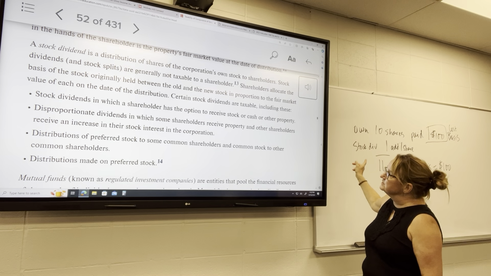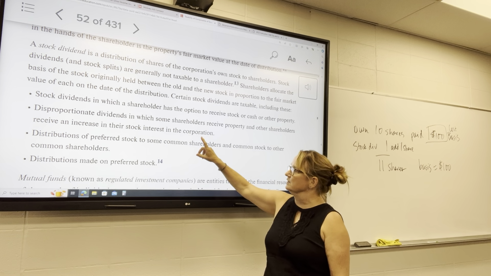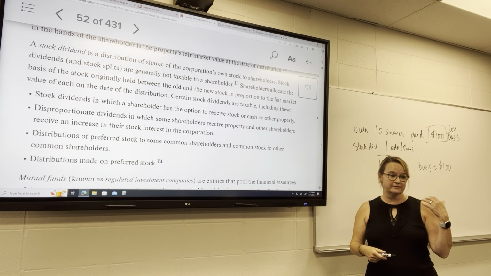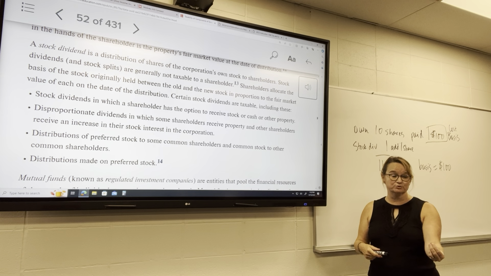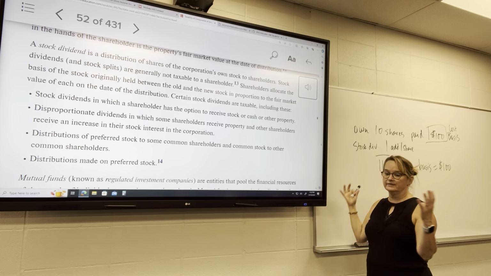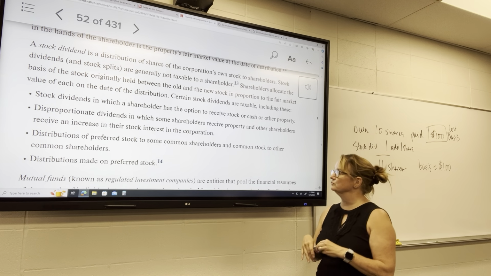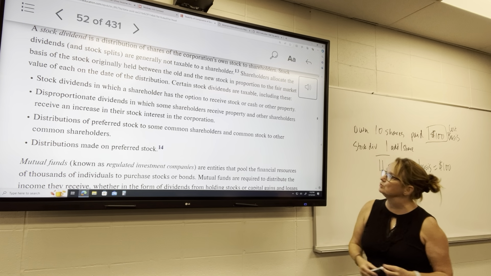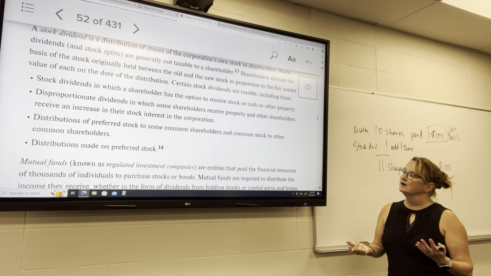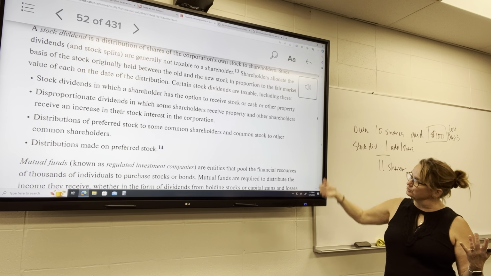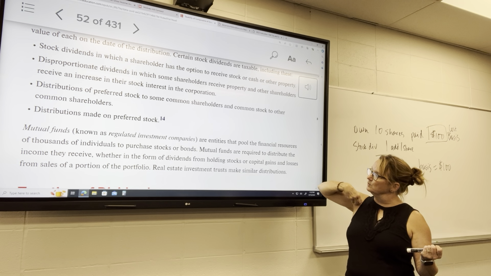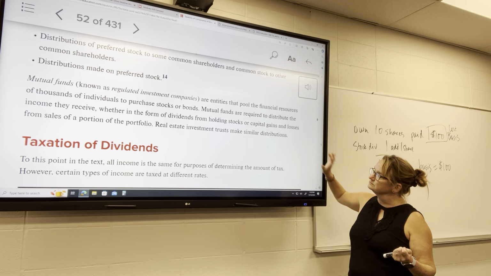Certain stock dividends, though, are taxable, but they're limited. Stock dividends in which the shareholder has the option to receive stock or cash or property: if I had the choice and I receive stock, then it is a taxable transaction, but then I get basis on it so that it reduces my future gains. Disproportionate dividends, where some shareholders receive property and other shareholders receive an increase in their stock interest, so it's different depending upon the type of shareholder, would be taxable. Distributions of preferred stock as well would be taxable. All right.